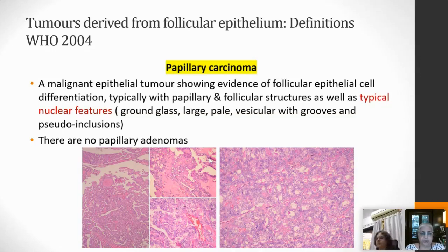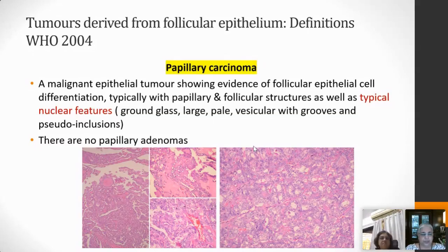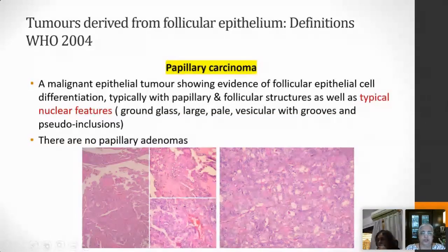And so all of these tumors, whatever their appearance, follicular, papillary, or mixed, were all called papillary carcinomas. There are, by the way, up to now, no papillary adenomas. So now there is something that is becoming very evident, and that is we are not making definitions of follicular and papillary based on a morphology which is either follicular or papillary. We are making this diagnosis based on nuclear features. And these nuclear features are ground glass, large, pale, vesicular with grooves, and pseudo-inclusions.